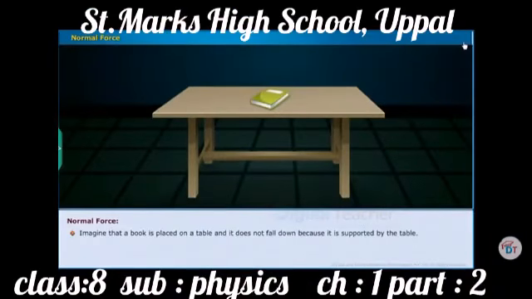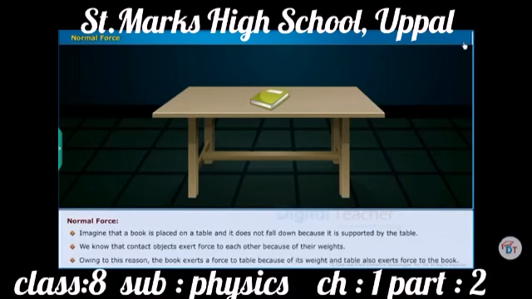That a book is placed on a table and it does not fall down because it is supported by the table. We know that contact objects exert force on each other because of their weights. Owing to this reason, the book exerts a force on the table because of its weight, and the table also exerts force on the book.